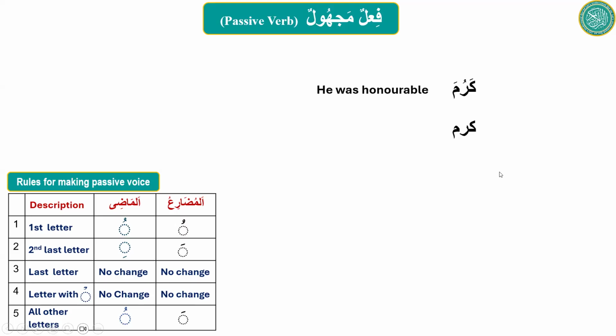Saad, let's do it. Assalamu alaikum. So the first letter will be a dhamma, so kaf will get a dhamma. The second last letter will get a fatha, so that's the ra. Is this madi or mudare? Sorry, this is madi. So ra will get kasra, and then the last letter will be no change. So kurima. Translate it for me. Kurima. He was honorable.